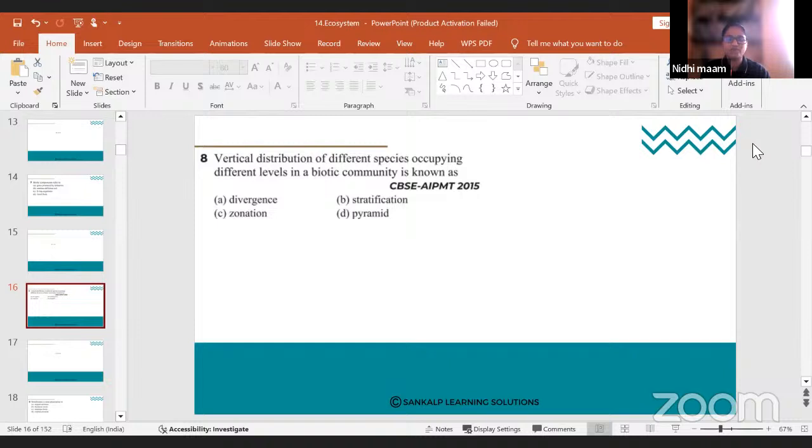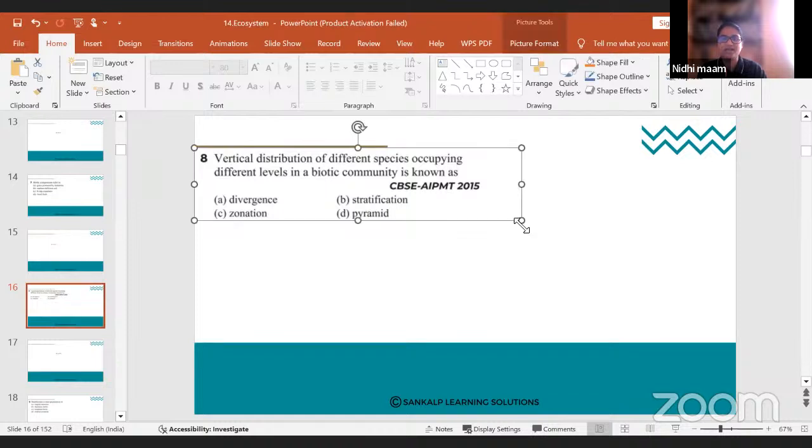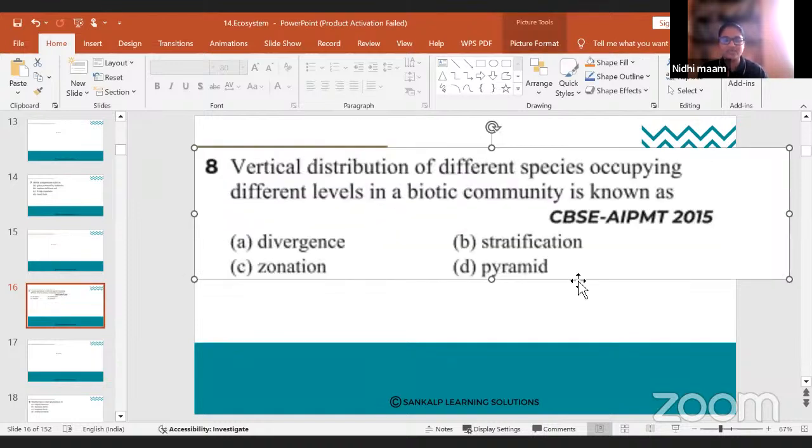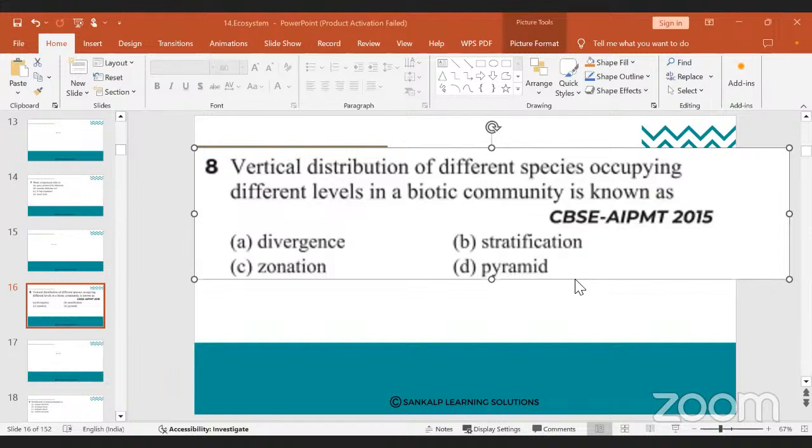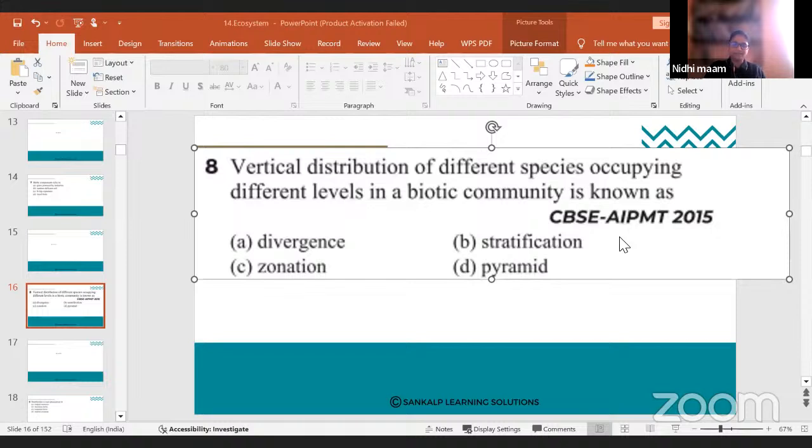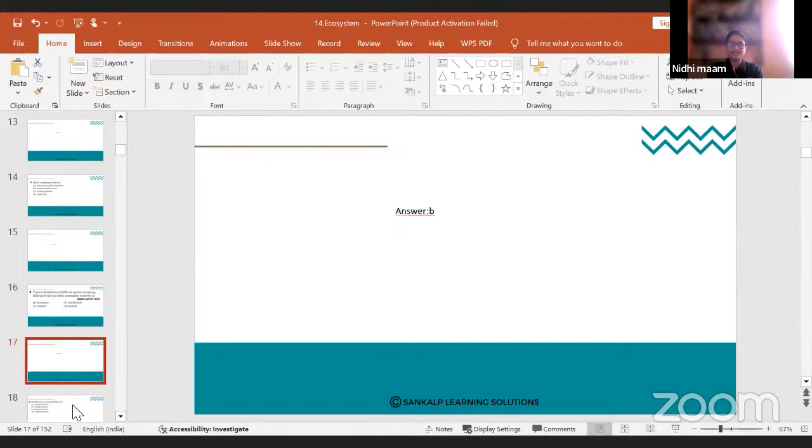Question 8.1: Vertical distribution of different species occupying different levels in the biotic community is known as A. Divergence, B. Stratification, C. Zonation, D. Pyramid. The quick responses are given by Adiga, Dhanush, HJ, Jyoti, Aishu, Pavitra, Akash, Ranjita. Most of you voted for option B, stratification. They asked vertical distribution, so whenever you see vertical distribution, remember it is nothing but stratification.